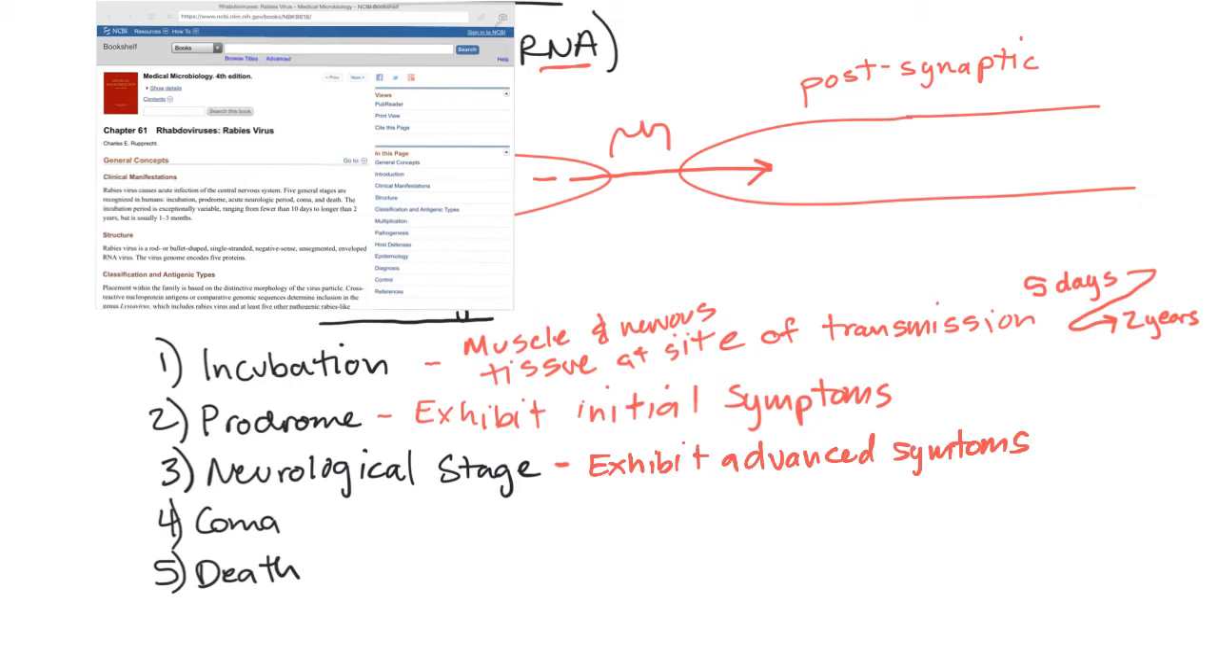The last two stages are pretty self-explanatory. As it advances and your brain swells, you go into a coma, and then you die. Very rarely can you go into a coma and then not die. All right, so a fifth step would be recovery, but it's not a full recovery, ever.